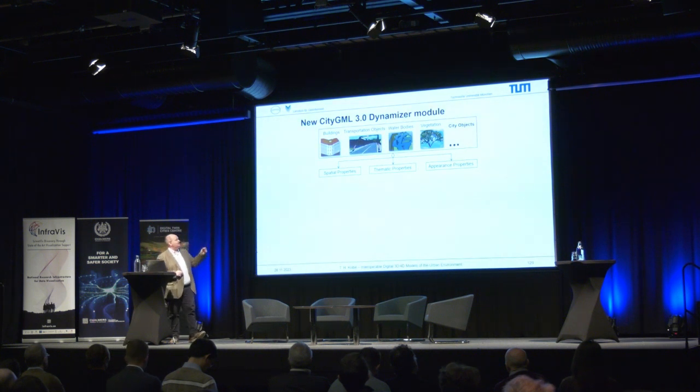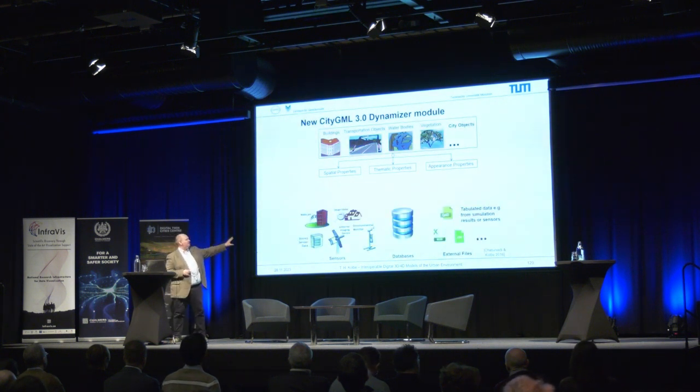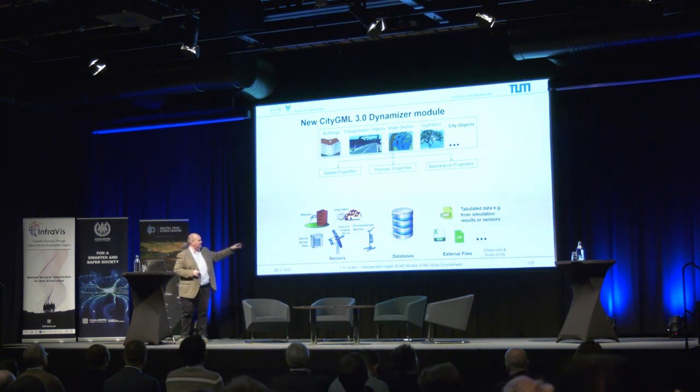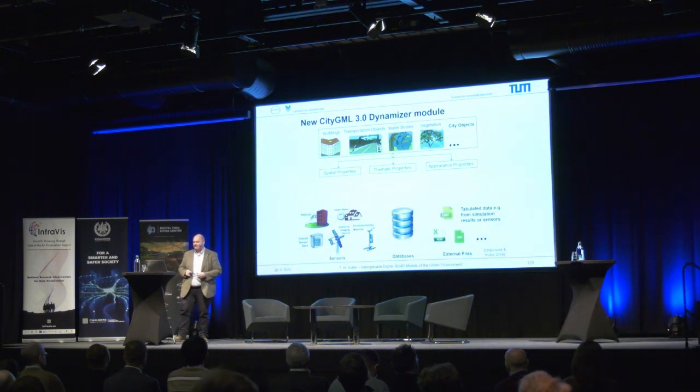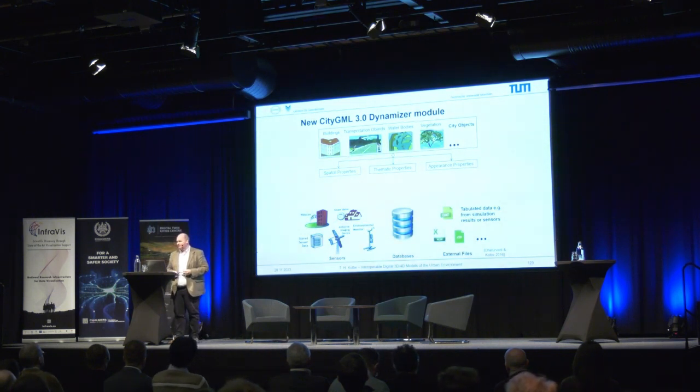And so the idea in this CityGML Dynamizer module is, on the one hand, we have all these different kinds of 3D objects with their spatial properties, with their thematic properties, with their appearance properties. And on the other side, we have all kinds of sensors, and that can be in situ measurements, like smart meters, or temperature measurements, environmental monitoring, or we can also have remote sensing datasets. But we can also have maybe tabulated time series data as a result from a simulation, for example. So the simulation gives you a time series about maybe temperature variations or whatever.